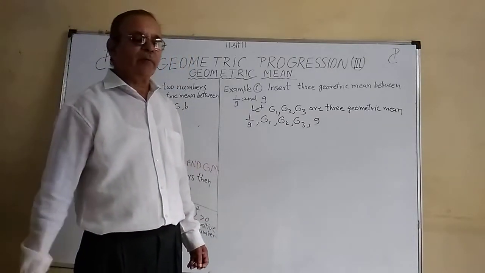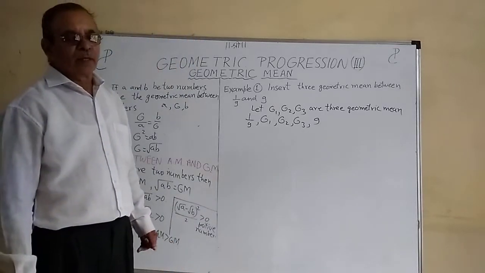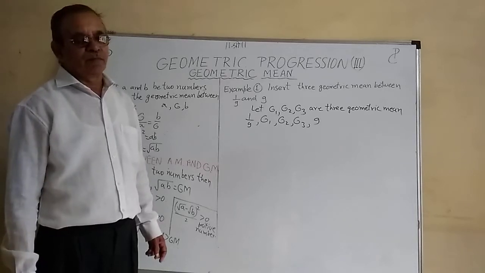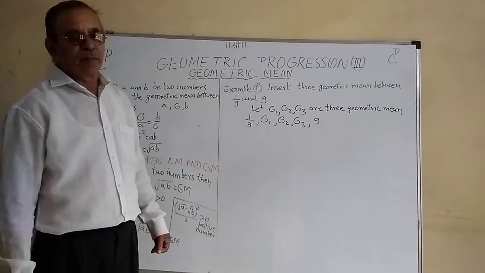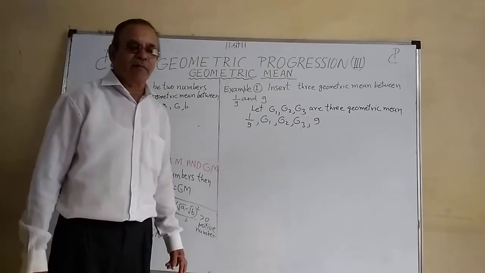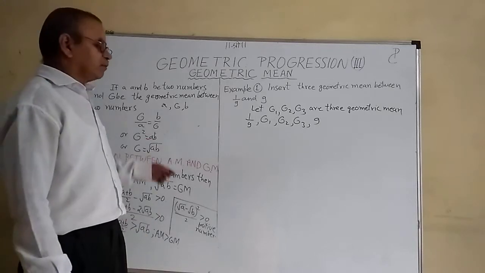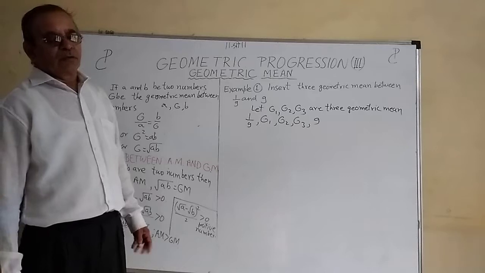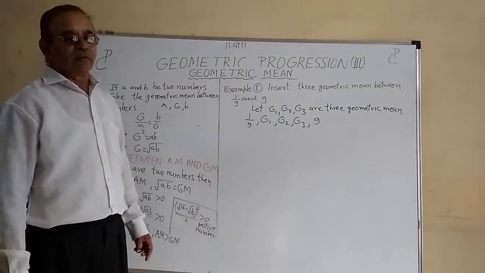Here in the geometric mean, I also consider two numbers a and b, and the geometric mean is represented by capital G. Here there are three numbers a, G and b. The second term divided by the first term and the third term divided by the second term are equal, so G is equal to under root ab. So this is the value of the geometric mean, that is equal to under root ab.